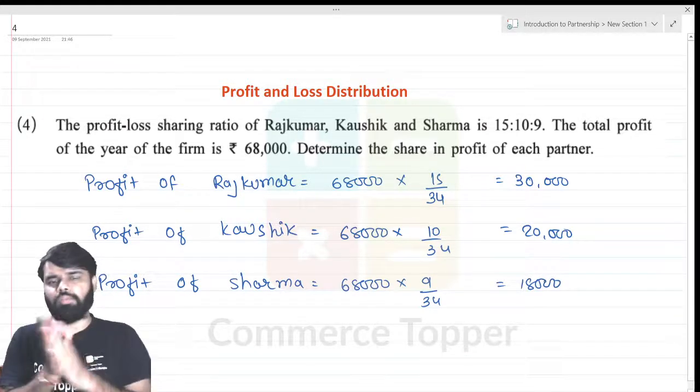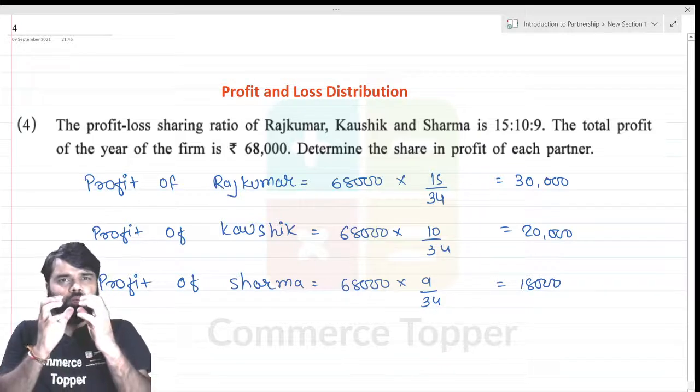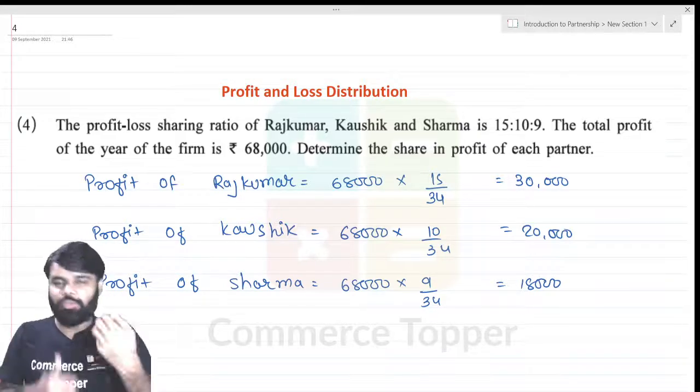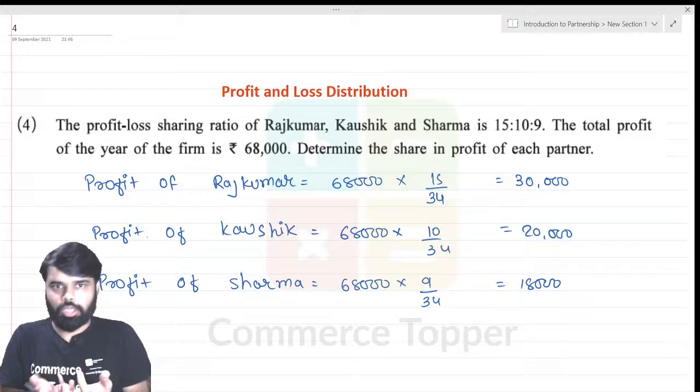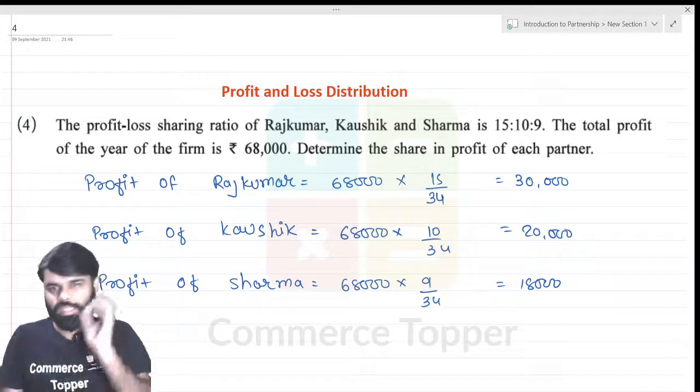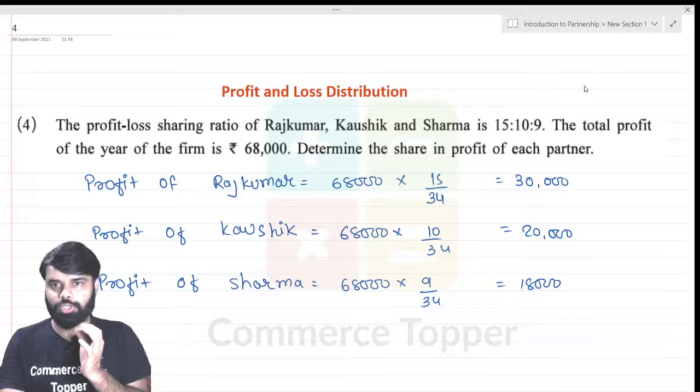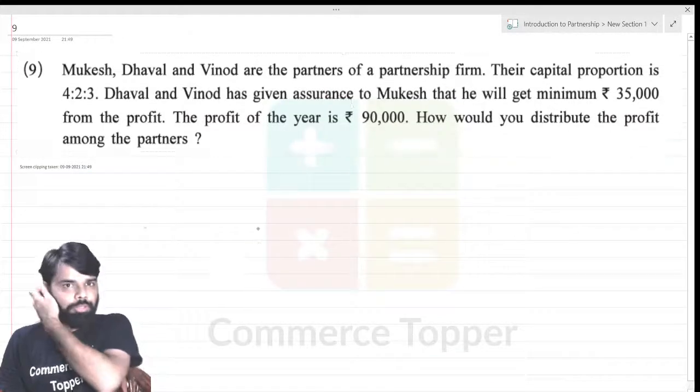So as we have seen, we don't need to apply any particular formula, we don't need to apply any specific logic, there is no confusion. This is a very straightforward question. Now let's move a little bit further.